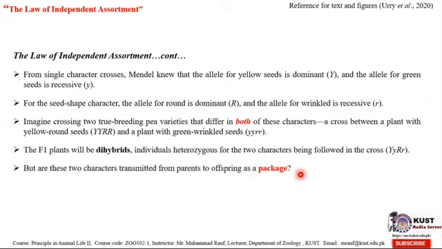So the next thing Mendel wanted to know was whether the dominant allele for one character will always stay with the dominant allele for another character, and the recessive allele for one character will always stay together with the recessive allele of another character. So whether the dominant are transmitted together, or the dominant allele of one character can become part of a gamete which carries the recessive allele for another character. So he basically wanted to know whether the grouping of these alleles in the gametes is independent or dependent.